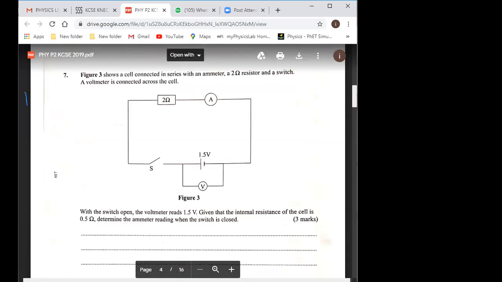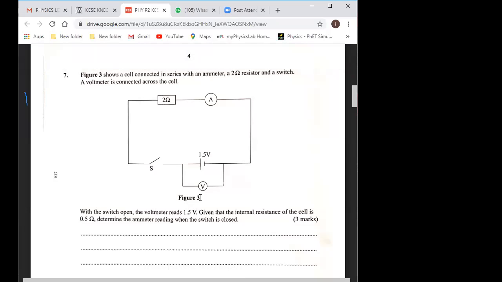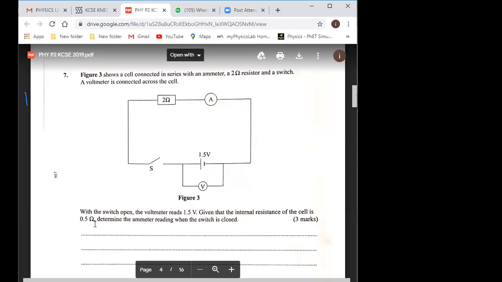We now go to question number 7. Figure 3 shows a cell connected in series with an ammeter, a 2 ohm resistor, and a switch. A voltmeter is connected across the cell. When the switch is open, the voltmeter reads 1.5 volts, given that the internal resistance of the cell is 0.5. Determine the reading when the switch is closed.